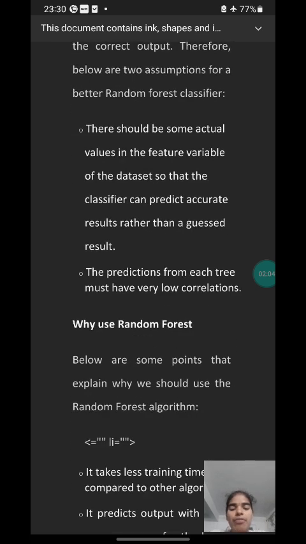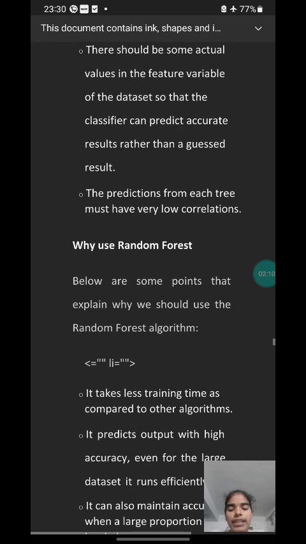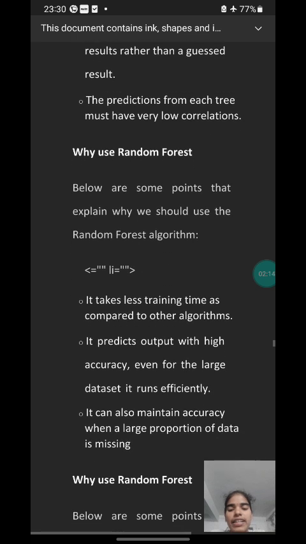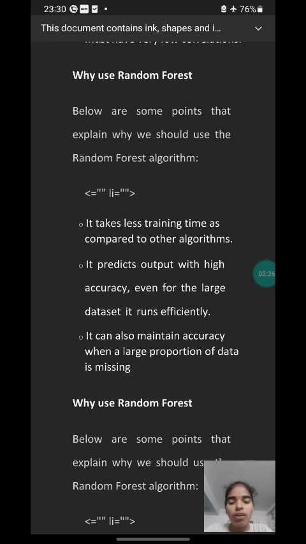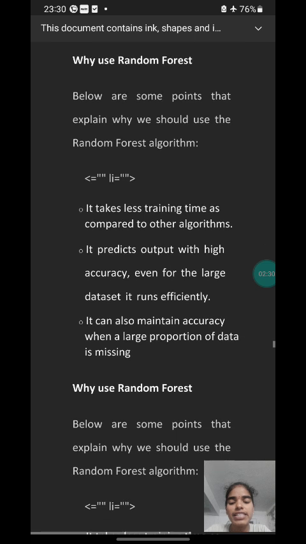Why use random forest? Below are some points that explain why we should use the random forest algorithm. It takes less training time as compared to other algorithms. It predicts output with high accuracy. Even for a large data set, it runs efficiently. It can also maintain accuracy when a large proportion of data is missing.